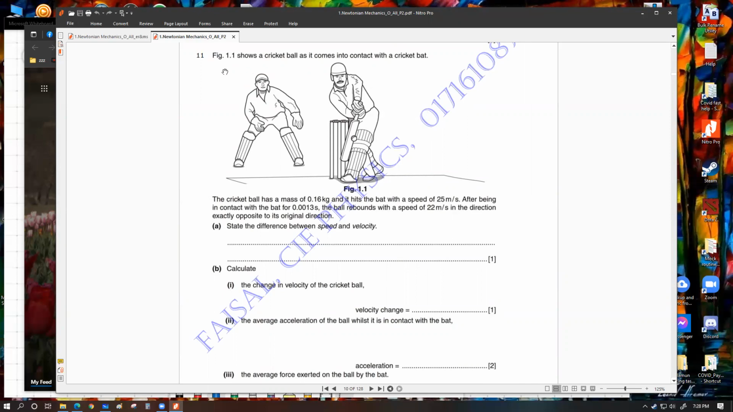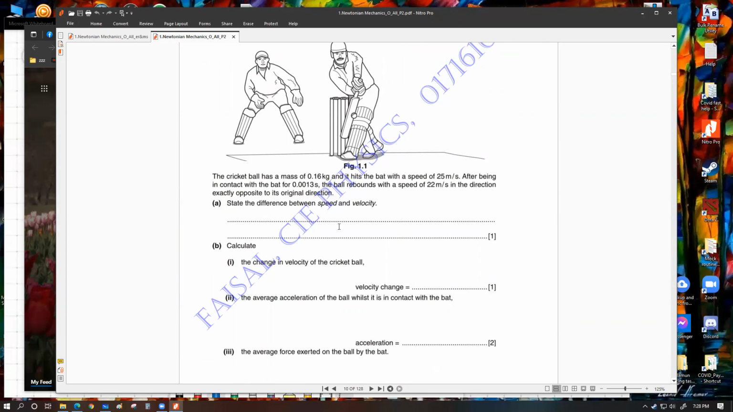The question says that figure 1.1 shows a cricket ball as it comes into contact with a cricket bat. The cricket ball has a mass of 0.16 kg and it hits the bat with a speed of 25 meters per second. After being in contact with the bat for 0.0013 seconds, the ball rebounds with a speed of 22 meters per second in the direction exactly opposite to its original direction. State the difference between speed and velocity. This is basically a definition question, so you just write about it and move on.